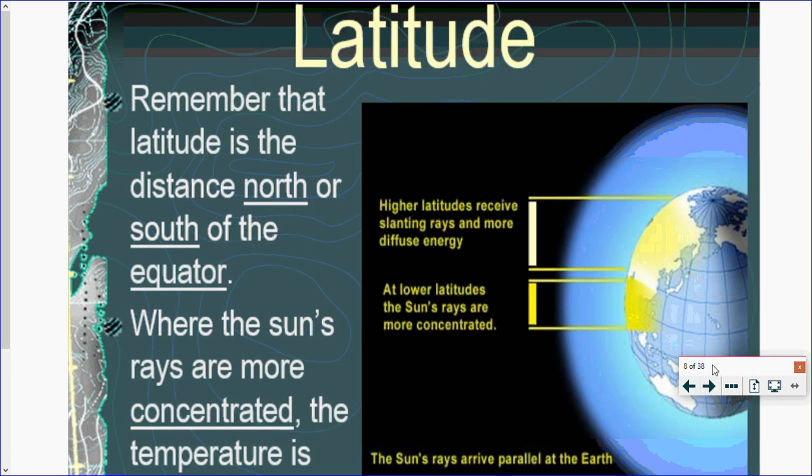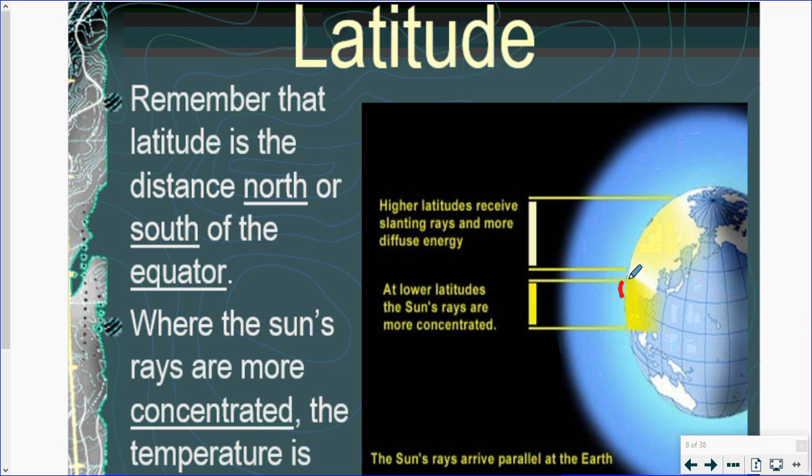So the first one is pretty easy. The first climate factor is called latitude. So think of these factors as rules that guide climate. So latitude is how far you are from the equator. Obviously, if a region is right on the equator, they're going to get more direct sunlight.